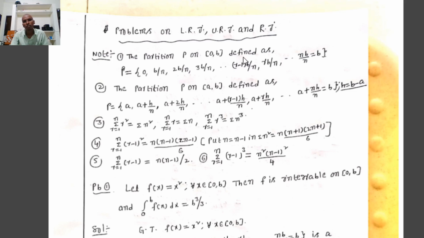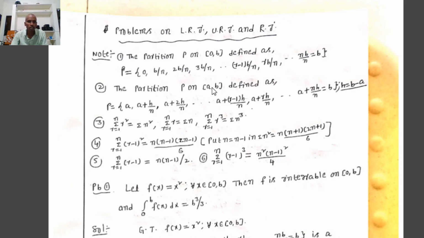Similarly, we can write it for [0, 2], [0, 3]. In general, the standard partition on the closed interval [0, b] is 0, b/n, 2b/n, 3b/n, up to (r-1)b/n, rb/n, nb/n. Suppose on [0, 1], the partition is 0, 1/n, 2/n, 3/n, up to (r-1)/n, r/n, up to n/n equal to 1.